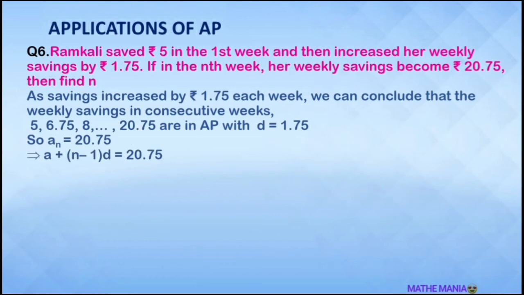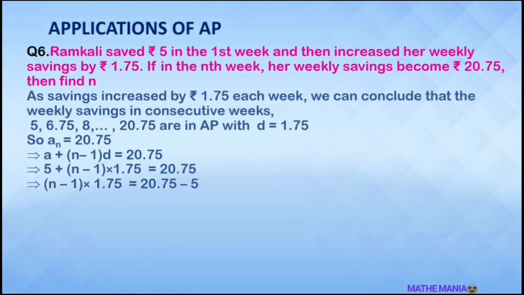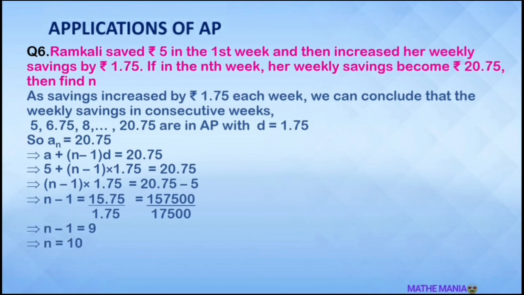Replacing by the formula a plus (n minus 1)d and putting the values in it, we get 5 plus (n minus 1) into 1.75 is equal to 20.75, or (n minus 1) into 1.75 is equal to 20.75 minus 5, or n minus 1 is equal to 15.75 upon 1.75. Removing the decimal, cancelling the terms, we get n minus 1 is equal to 9, or n is equal to 10. So savings become 20.75 in 10 weeks.